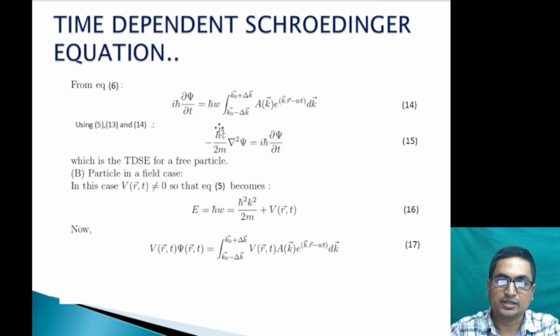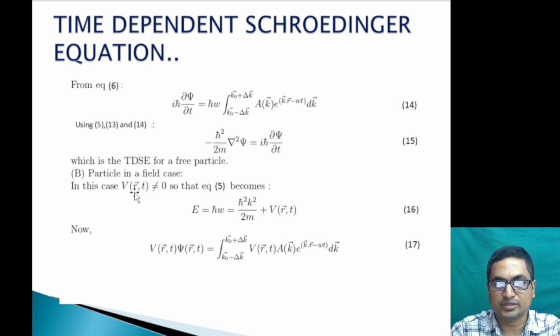So we are thus left with these equations, and this equation simply shows that we are now in a position to say that the Schrödinger equation has been in front of us. So it's a simple case where we took the free particle case. Let's now take the particle in a field case. In that case, the potential will not be equal to 0, and has some non-zero value. So with this, equation 5 will now become this. In the earlier version, only this term was present, because this term is the kinetic energy term.